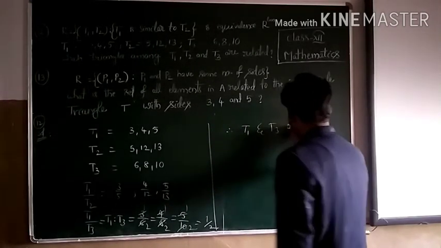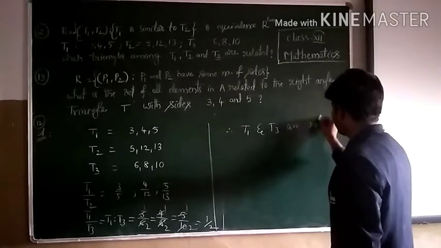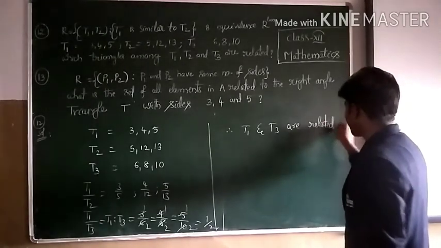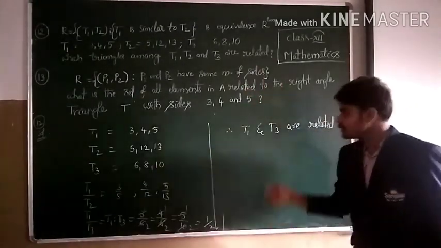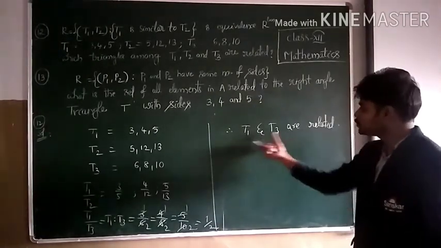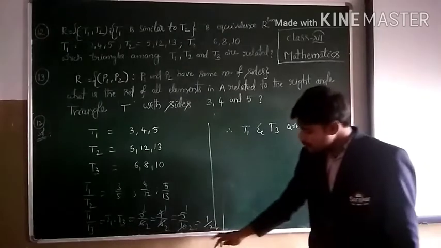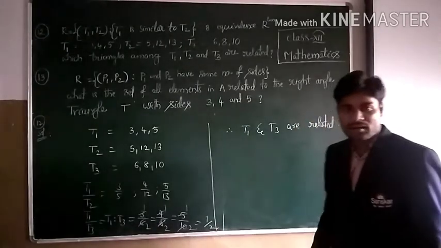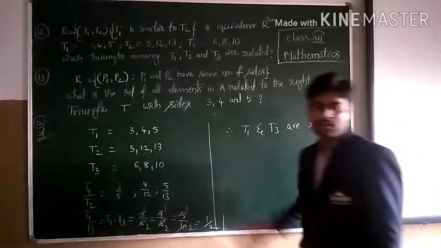T1 and T3 are related among these three triangles because the ratio of the corresponding sides of these two triangles is the same, or equal. Clear? This is about the 12th problem.